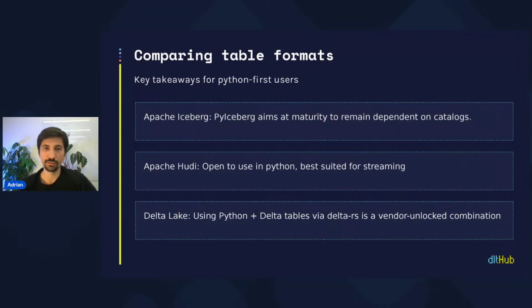When we compare for Python first users, Iceberg aims at maturity but remains dependent on catalogs. Hudi is open to use in Python, and basically Delta Lake is ready to use. Sorry if I'm a bit repetitive.